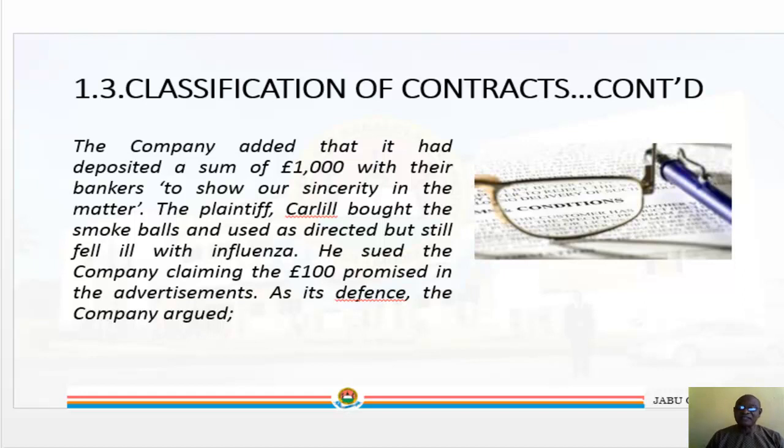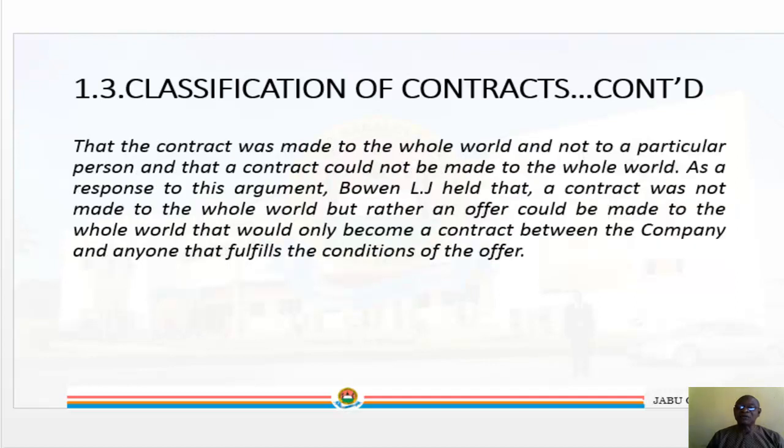As its defense, the company argued that the contract was made to the whole world and not to a particular person, and that a contract could not be made to the whole world. In response to this argument, Bowen LJ held that a contract was not made to the whole world, but rather an offer could be made to the whole world that would only become a contract between the company and anyone that fulfills the conditions of the offer.